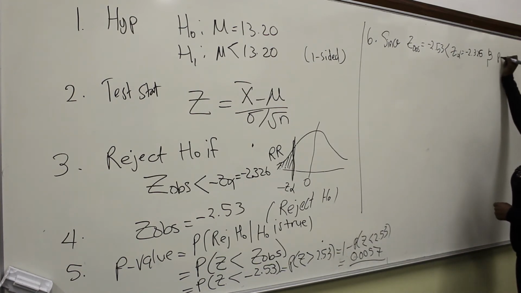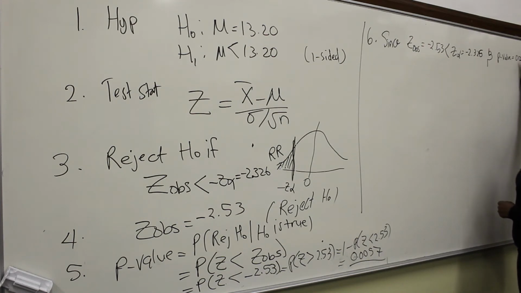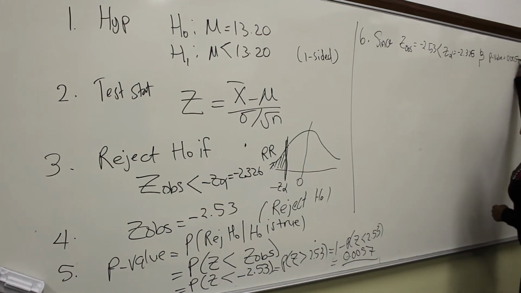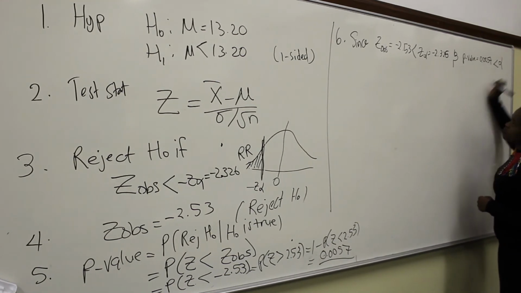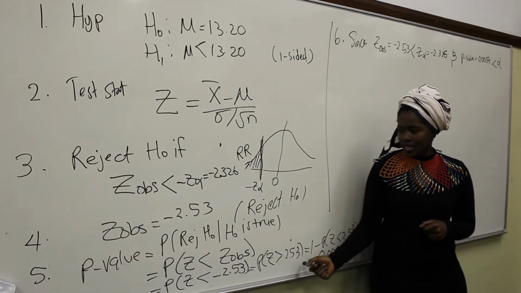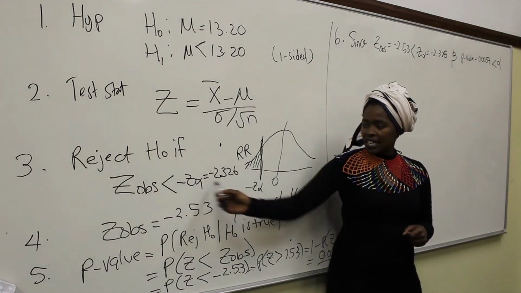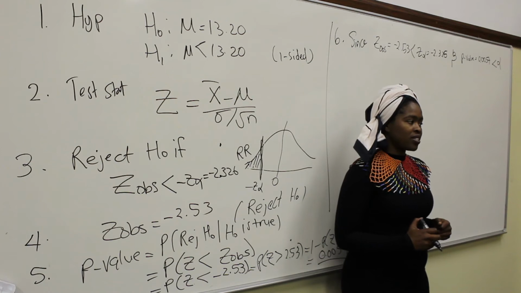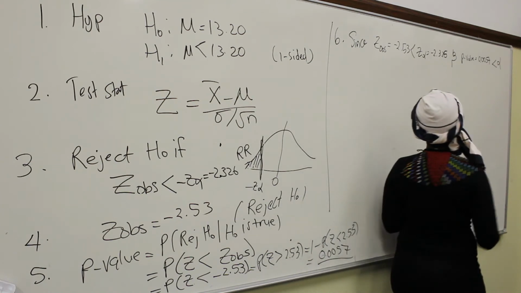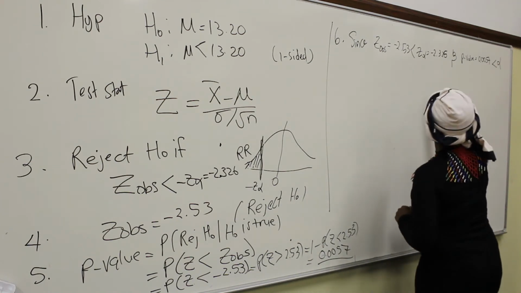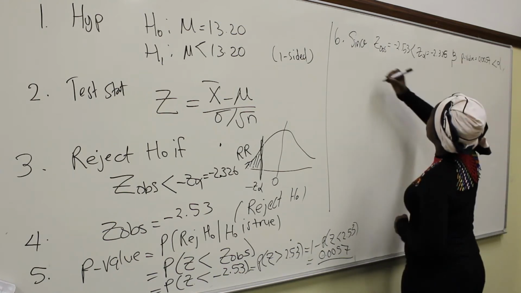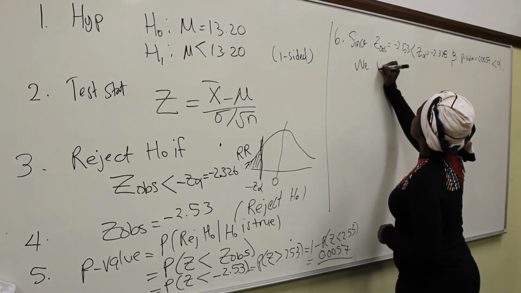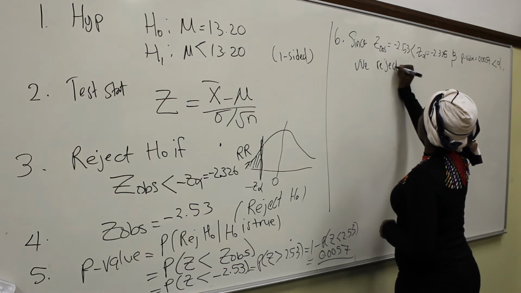And the p-value, which is equal to 0.0057, is less than alpha. Because the p-value is less than alpha and Z observed is less than the Z of alpha, you're going to do what? You're going to reject. Okay? So finish it up. We reject H naught.